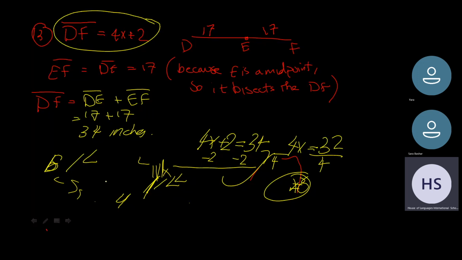This is 4x plus 2 equals 34, minus 2, minus 2, 4x is 32, divide by 4, divide by 4, x is 8.